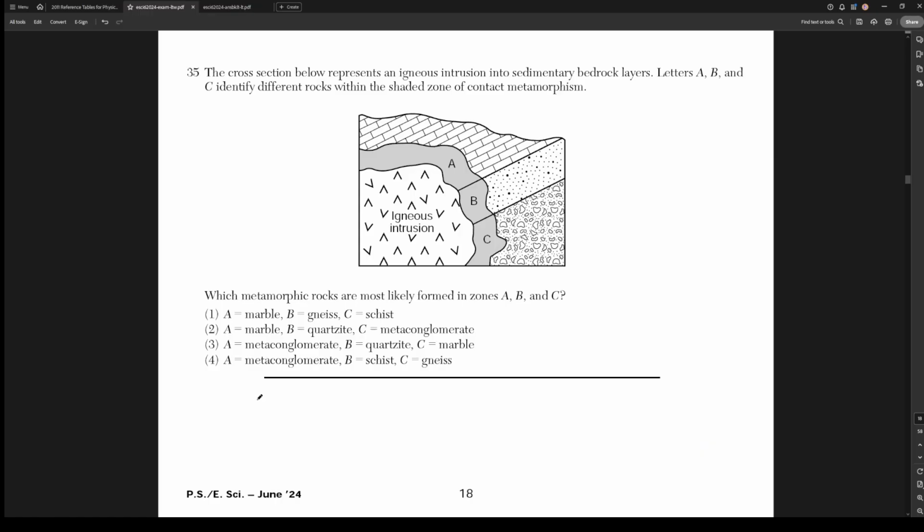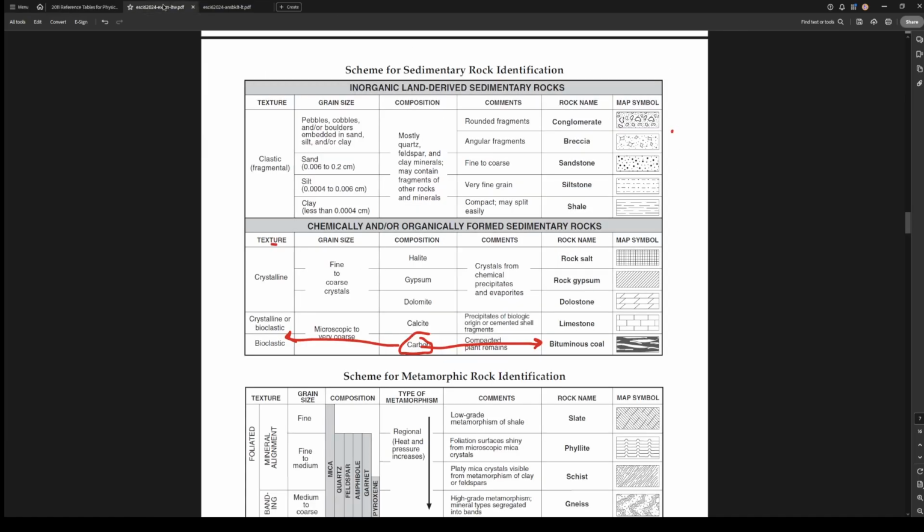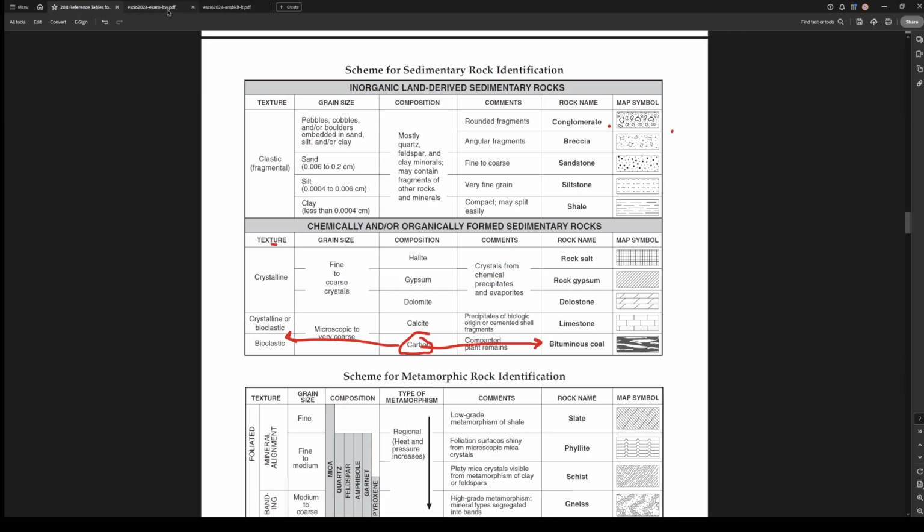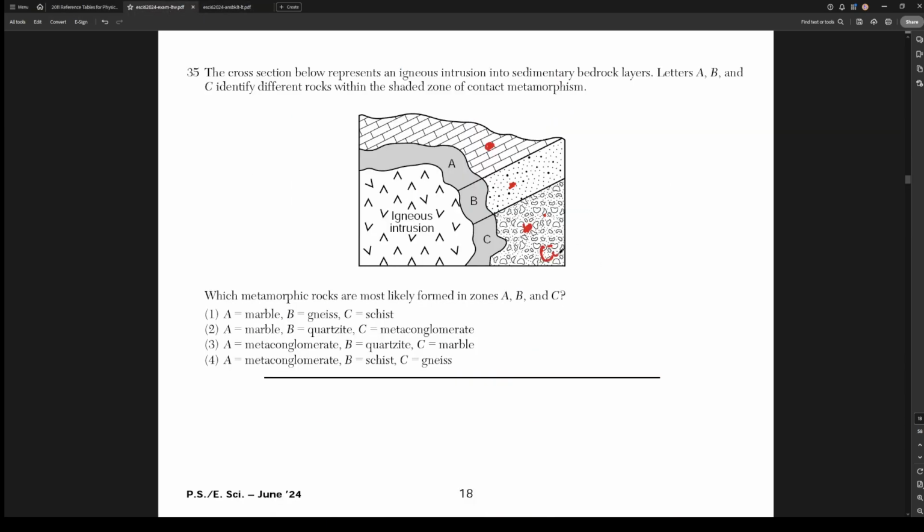Alright, we got the cross-section below represents an igneous intrusion into sedimentary bedrock layers. A, B, and C identified different rocks within the shaded zone of contact metamorphism. Which ones would most likely be found? Okay, so they just want to see what this would turn into if it was metamorphosed by an igneous intrusion. So we have to find what these three symbols are. Those are the symbols here. This one here with the circle-y things, that's conglomerate. This is sandstone, and this is limestone.